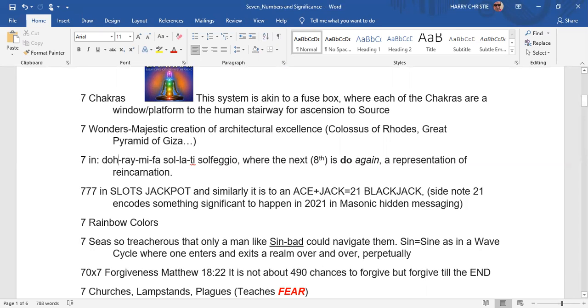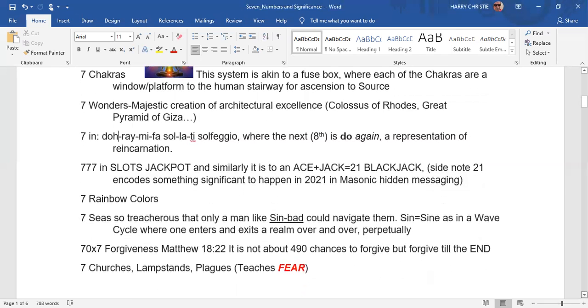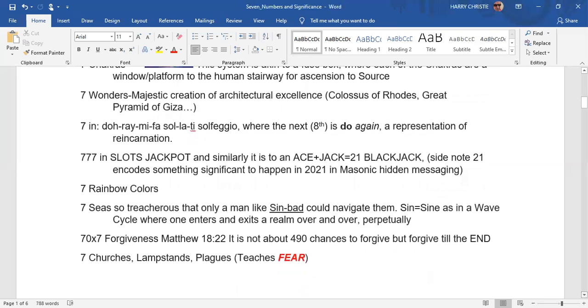Okay. Then we can look at the 3 7s, like in the slot machines, or even in the jackpots, or even if you add all 3 7s together, you get the blackjack, where you have an ace and a jack. So we look at 21, and we could easily say that 21 is really just encoding what might even happen this year in 2021.